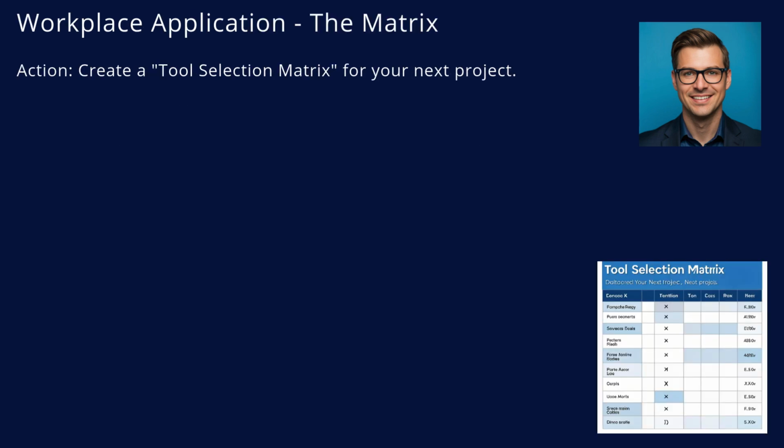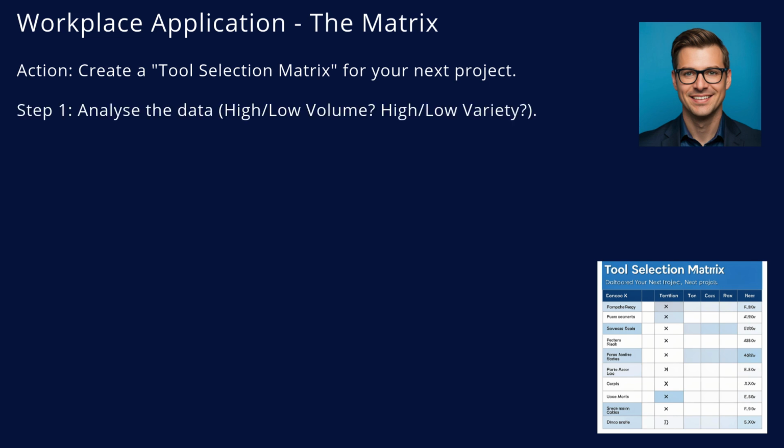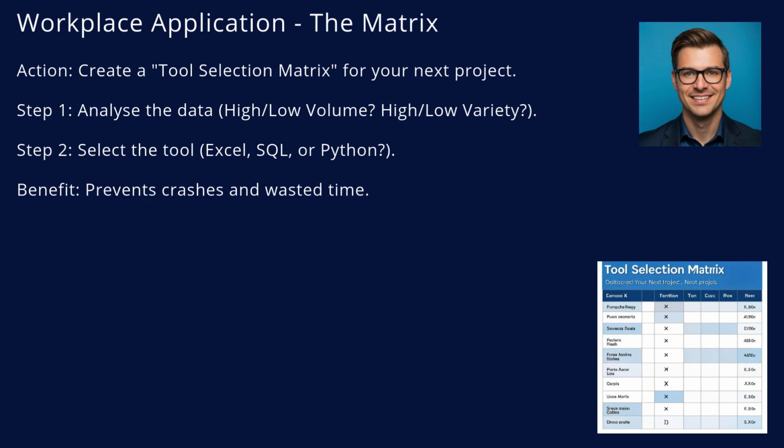Here is how to apply this at work. Before you start any analysis, create a mental tool selection matrix. Step 1. Analyze the data. Is the volume high? Is the variety high? Step 2. Select the tool based on that analysis. Don't just default to a spreadsheet if the data is too big. Choosing the right tool up front prevents crashes and wasted time later.